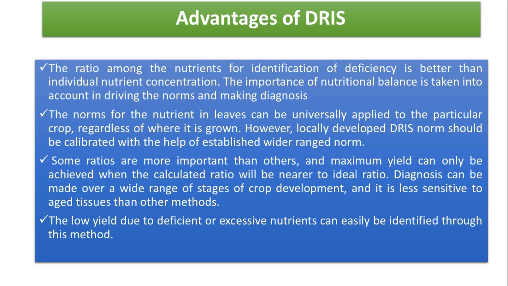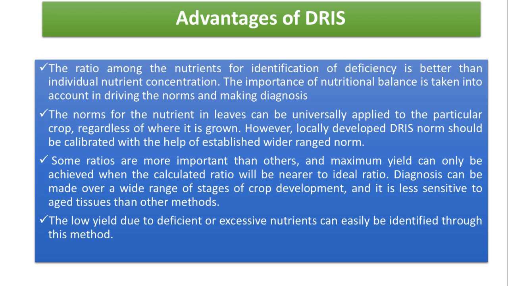Advantages of DRIS: the ratio among the nutrients for identification of deficiency is better than individual nutrient concentration. The importance of nutritional balance is taken into account in deriving the norms and making diagnosis. The norms for the nutrients in leaves can be universally applied to the particular crop regardless of where it is grown. However, locally developed DRIS norms should be calibrated with the help of established wider range norms.